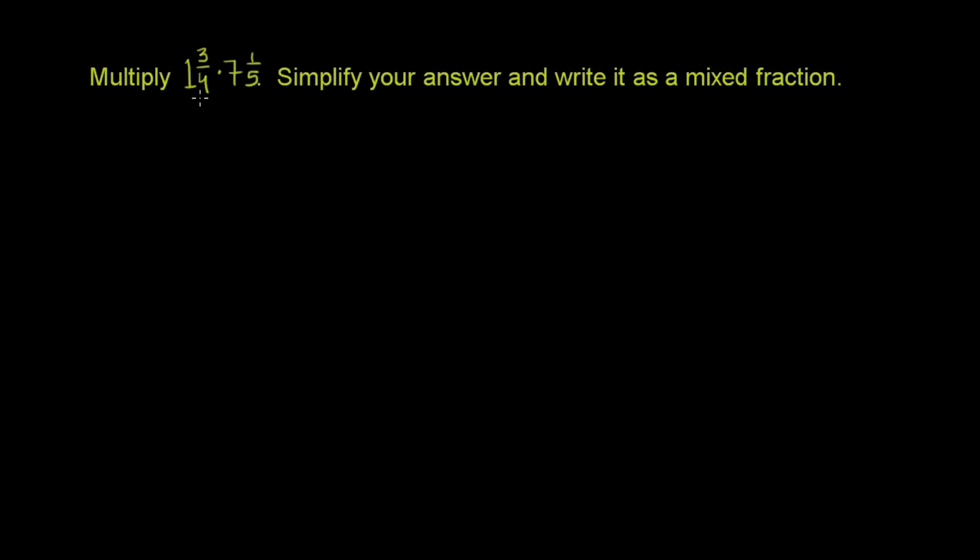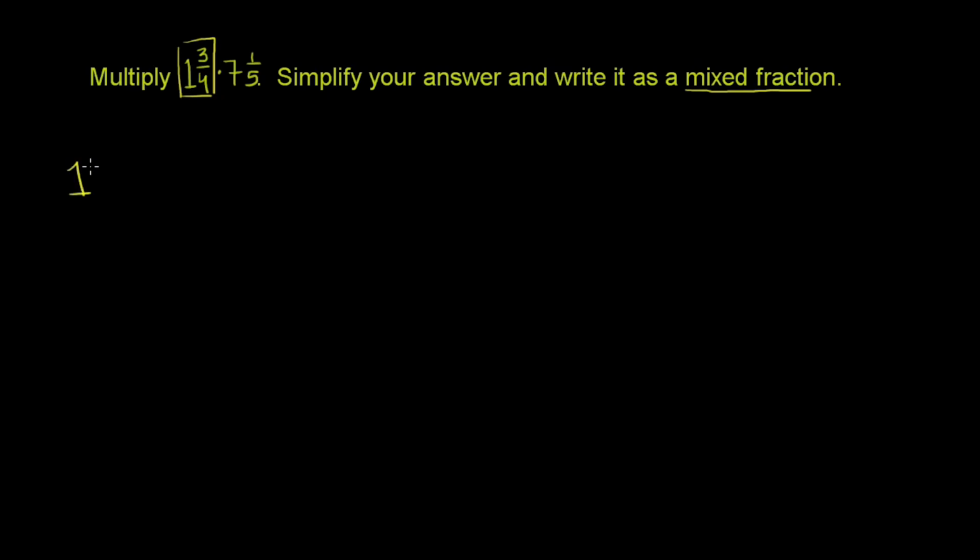Multiply 1 3/4 times 7 1/5. Simplify your answer and write it as a mixed fraction. So the first thing we want to do is rewrite each of these mixed numbers as improper fractions. It's not easy for me to directly multiply mixed numbers. One can do it, but it's much easier if you just make them improper fractions. So let's convert each of them.